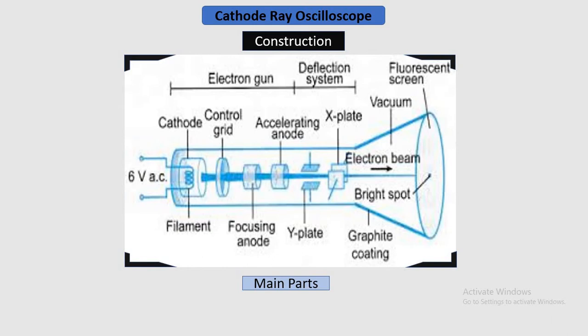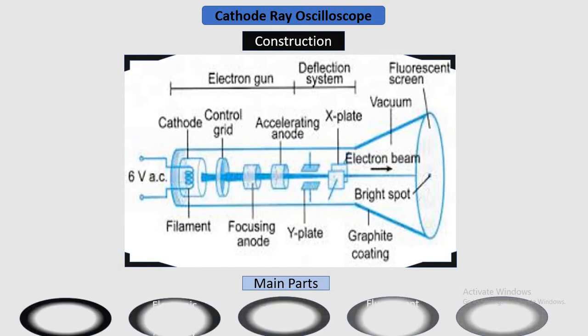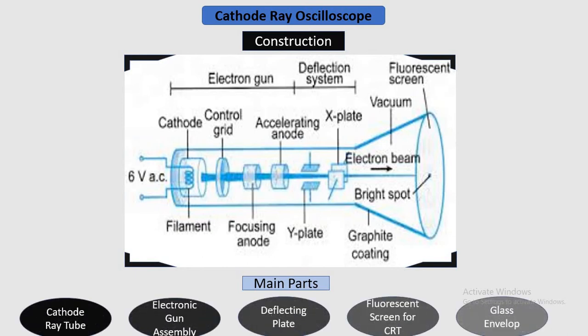If we see here, the main parts of the cathode ray oscilloscope are the cathode ray tube, electron gun assembly, deflecting plates, the fluorescent screen for the CRT, that is cathode ray tube, and last one is the glass envelope. So let us discuss one by one. First is the cathode ray tube. The cathode ray tube is the vacuum tube which converts the electrical signal into a visual signal.